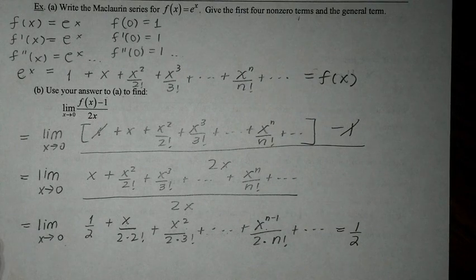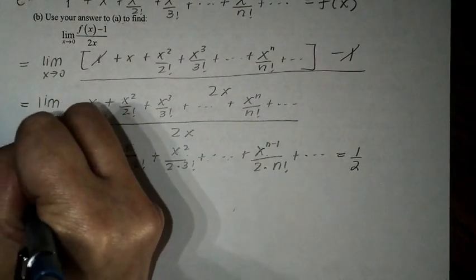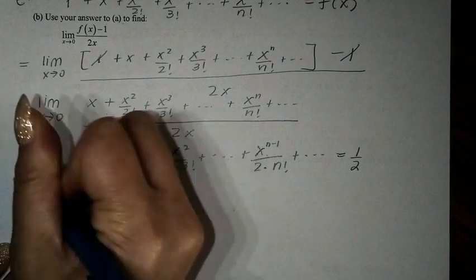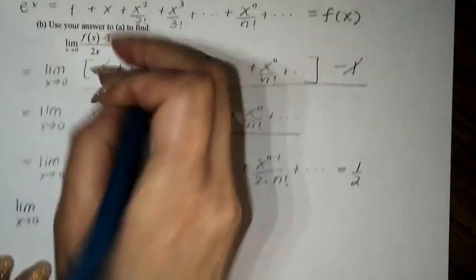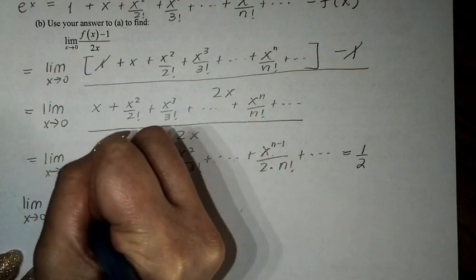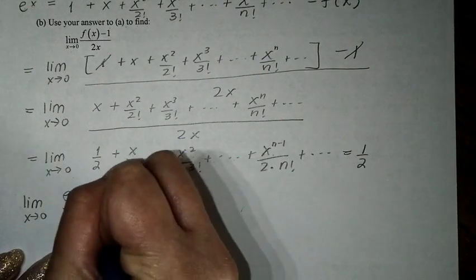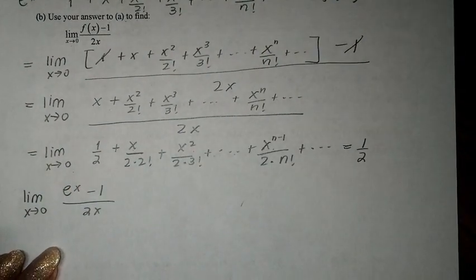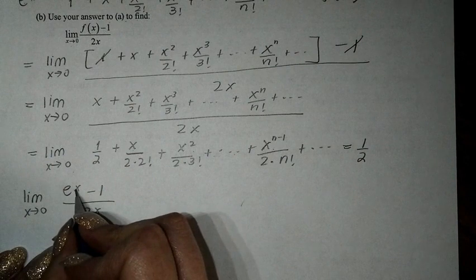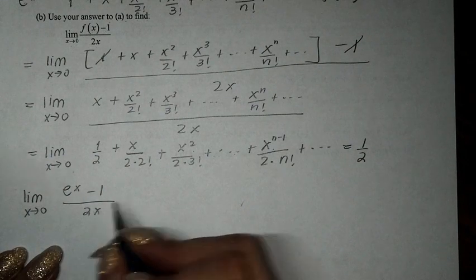Now, let's say that you did not want to use the Taylor polynomial. The second way to do this is the following. You have the limit when x approaches 0, and instead of f of x being the polynomial, you would put f of x being e to the x. So you would have e to the x minus 1 divided by 2x, right? So if you plug in the 0, what happens? You have 0 over 0, right? Do you agree with that?